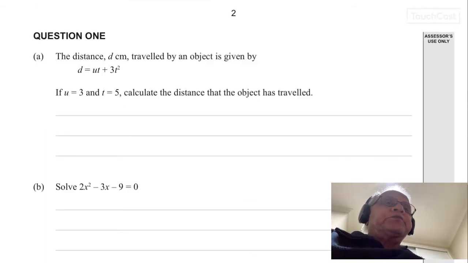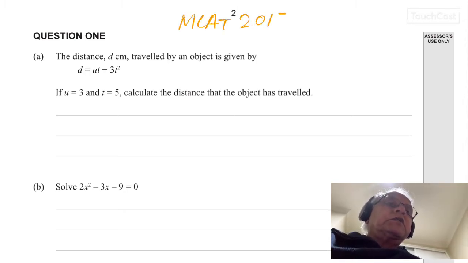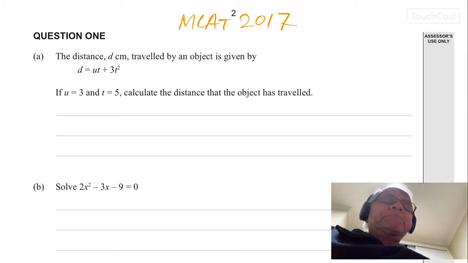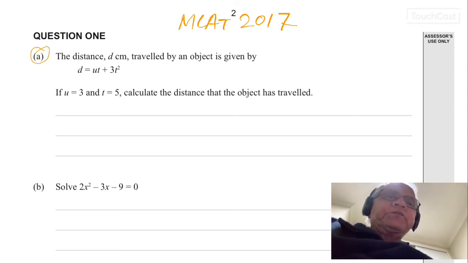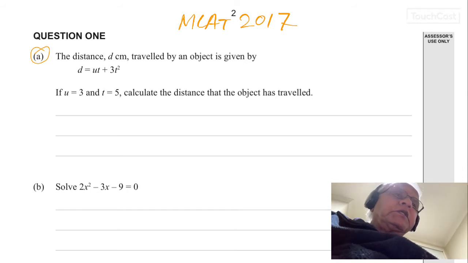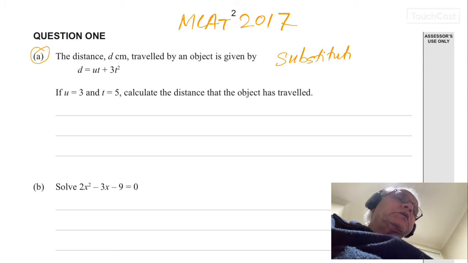This is MCAT 2017 test paper. I'm going to discuss question 1. This is the first one. As you can see, this is quite challenging. Well, one of the good things about it is that it's just a substitution problem.